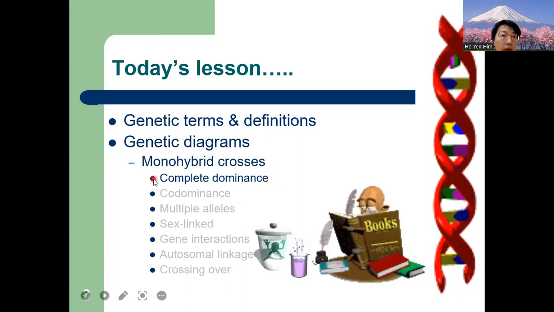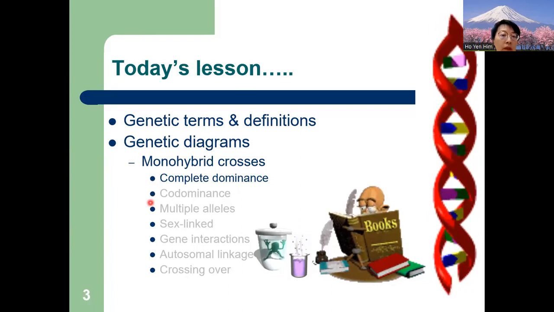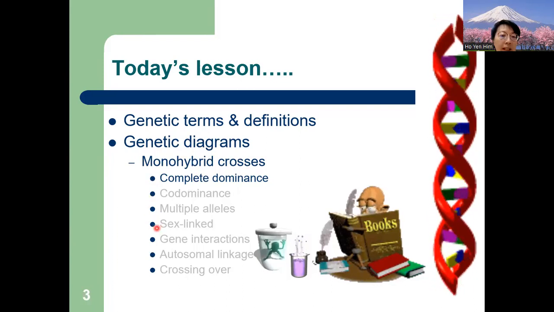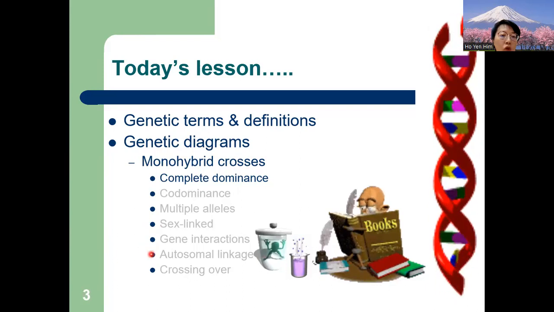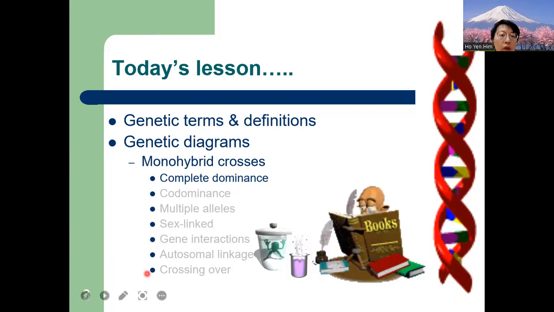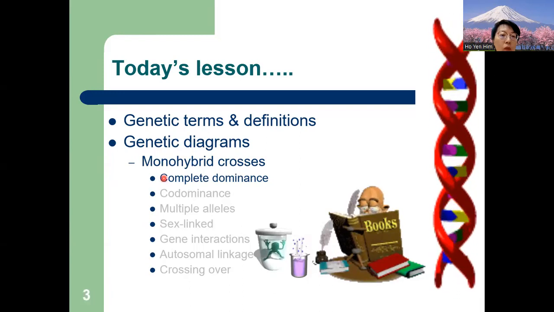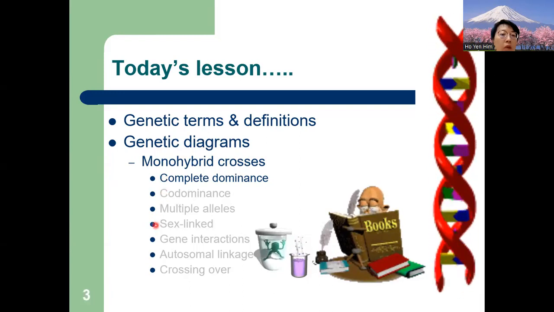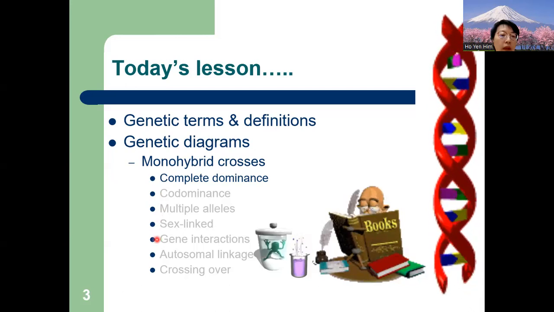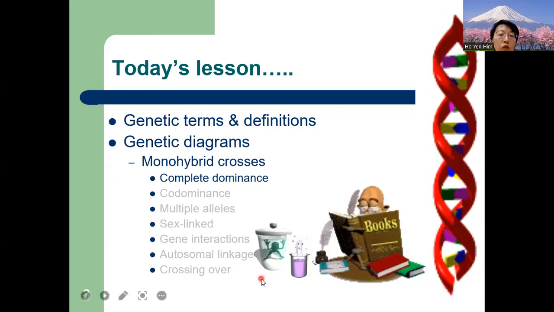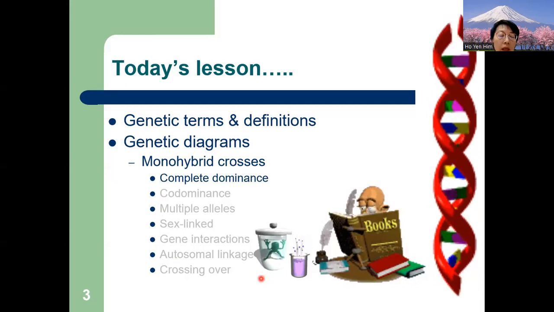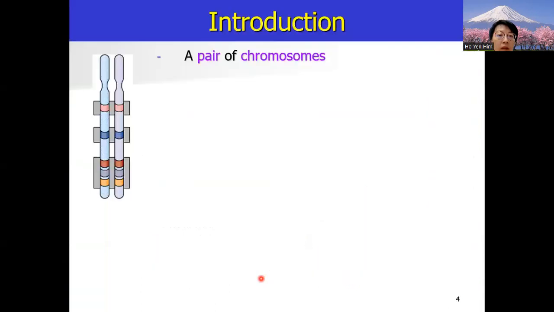So you're going to look at complete dominance, codominance, multiple alleles, sex linkage, gene interaction, autosomal linkage, and crossing over effect. So for you in your secondary school, I think you've learned number 1, number 2, number 3, probably until number 4. Then 5, 6, 7 will be new for you in A levels. Okay. So we recap first before we move on.